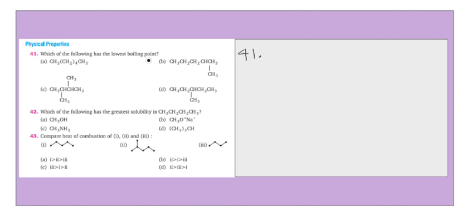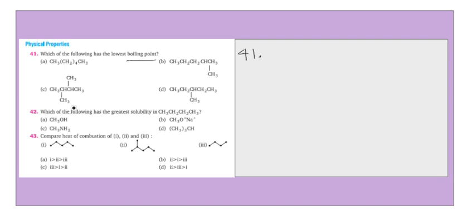Which of the following has the lowest boiling point? If you observe all the options, they all have 6 carbons in them. Then how do we decide which has the highest or least boiling point? Students, remember, boiling point has to do with the shape of the molecule. As the number of carbons increases, the surface area increases. Hence, the interaction between the molecules increases. Therefore, the boiling point will also increase.